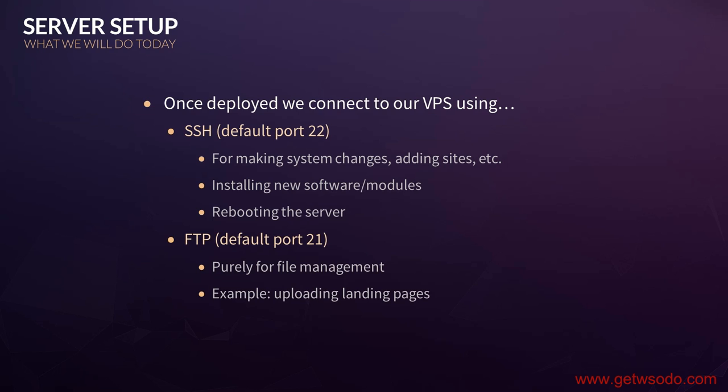We would use that for making system level changes, so stuff you'd have to do in a console, like making changes to the actual system configuration, adding sites, although we don't need to do that via the console in this case because we have Commando, installing new software and various modules, rebooting the server. All this kind of stuff you tend to need to do via an actual console or something that has this kind of connectivity to your server. Then we use FTP purely for file management, like uploading landing pages. And for that, we just use something like FileZilla.